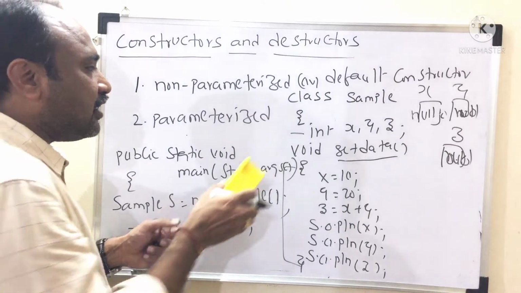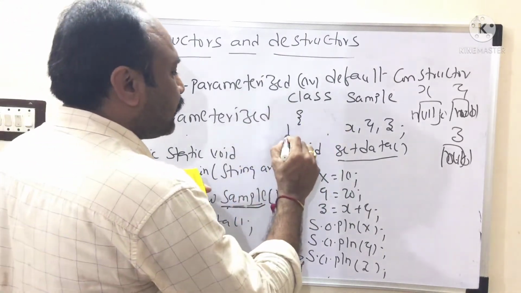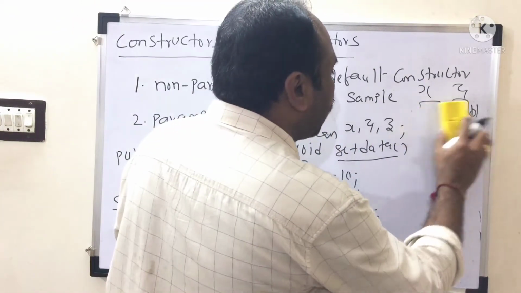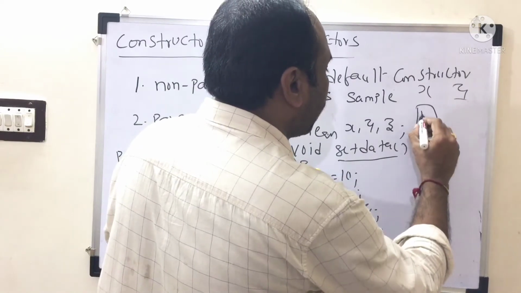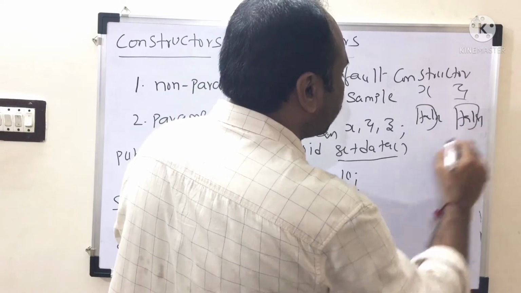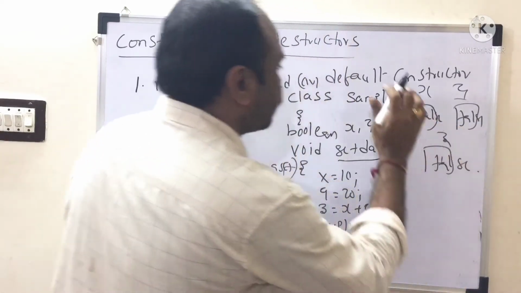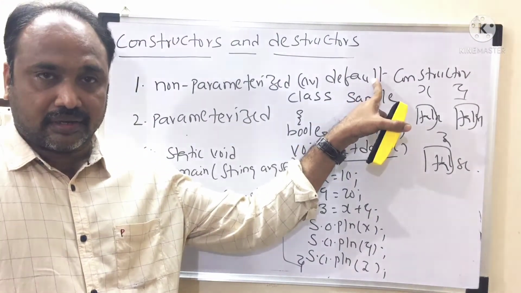Suppose the data X, Y, Z values are boolean values, then these are initialized with false. X value false, Y value false, Z value false. Okay, this constructor is referred to as the default constructor.